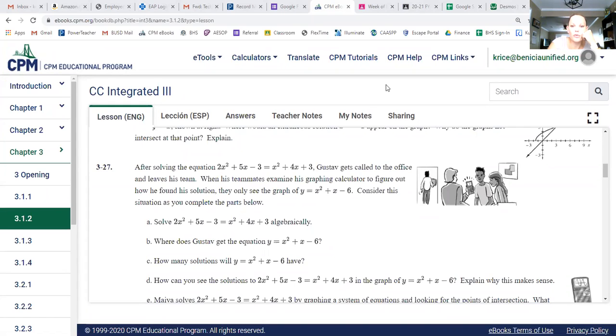Okay, so problem 27: after solving the equation 2x squared plus 5x minus 3 equals x squared plus 4x plus 3, Gustav gets called to the office and leaves his team. When his teammates examine his graphing calculator to figure out how he found his solution, they only see the graph of y equals x squared plus x minus 6. Consider this situation as you solve these. So part A, you're going to solve that equation. Go ahead and write it down.